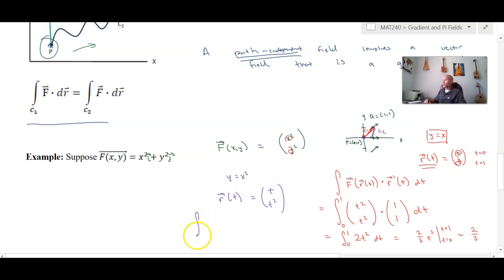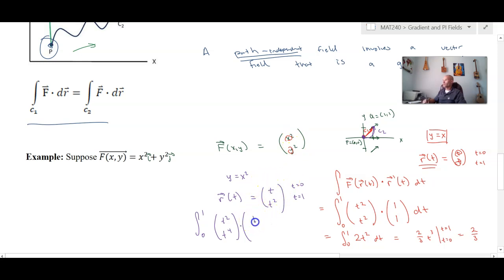Now, setting up this integral in the same way, at t equals 0 we get 0, 0. So that'll put us at 0, 0 at time 0. At time 1, 1 squared, well, that's going to put me at the point 1, 1. So integral from 0 to 1 again of F of r of t, so we're going to evaluate f at these two positions. So x is equal to t, so that means we'll have t squared. And now y is equal to t squared, so t squared squared is t to the fourth, dotted with the derivative of the position vector.